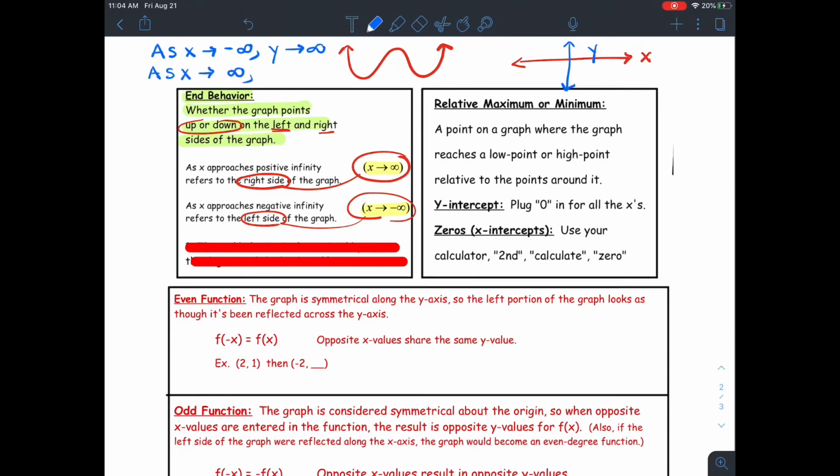And so the end behavior always has two parts. You're describing what's happening on the left and then what's happening on the right. So then I would say, on this graph as x approaches positive infinity, so now I'm looking at the right side, also, same thing, the y values would be climbing to positive infinity.